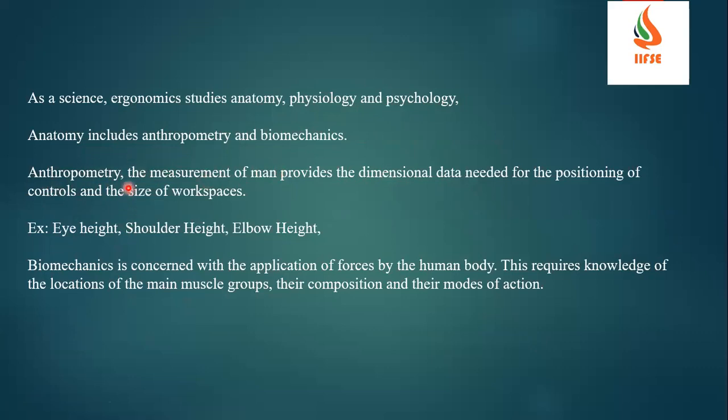They will decide based on the dimensional data needed for positioning controls and the size of the workspace. They will take the measurements, and based on that, they will decide where to provide a control, where we have to provide the emergency switch, where we have to provide the power switch, and where I have to provide the tool bench or tool area. Eye height, shoulder height, or elbow height are some examples which are comfortable to the operator. They will study and decide at what distance and at what height they have to keep these controls.